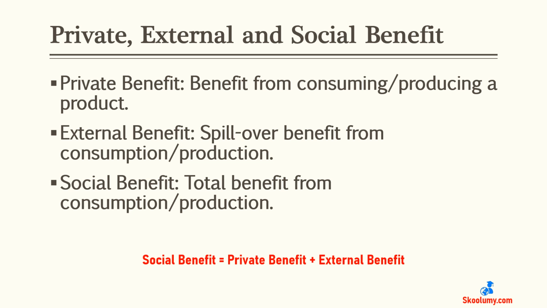Private benefit, external benefit, and social benefit. Private benefit is the benefit derived from consumption or production. External benefit is the benefit to a party as a result of the action of another party. For example, other people not catching a disease from someone who is vaccinated. Social benefit is the total benefit from a decision. It is the sum of private benefit and external benefit.